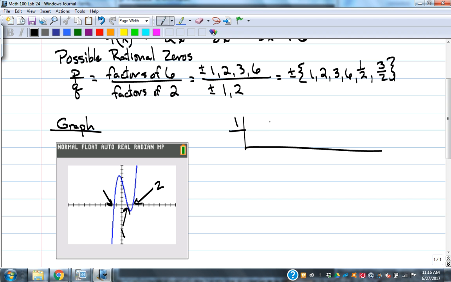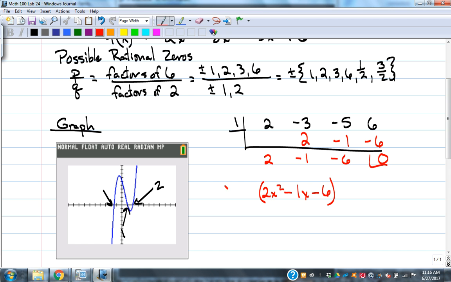So then I would put the coefficients 2, negative 3, negative 5, 6, and then run the synthetic division with that. So that's 2, negative 1, and then we see that that is a 0. It's not a surprise because it did cross the x-axis at that point. So that tells us that that x minus 1 is a factor, or x equals 1 is a 0 of that. And that 2x squared minus 1x minus 6 is the polynomial that's left over. So we have x minus 1 here. That's the factored form of our polynomial we started with.